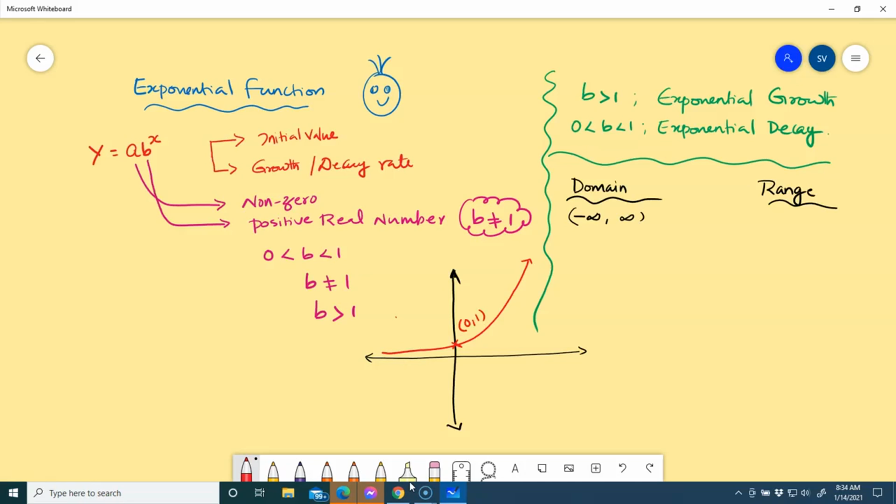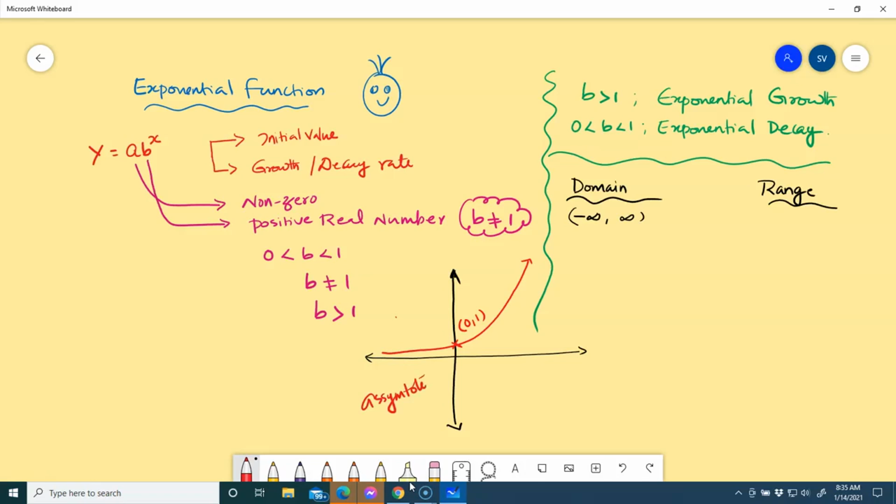Another thing is, this curve is trying to reach or intersect the x-axis, but this curve will never touch the x-axis, and the x-axis stays like a fence. We call the x-axis at this point an asymptote. Don't forget that name, asymptote. The x-axis is the asymptote.